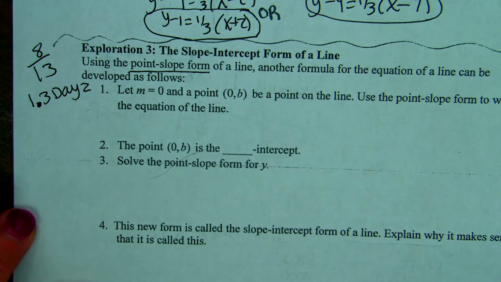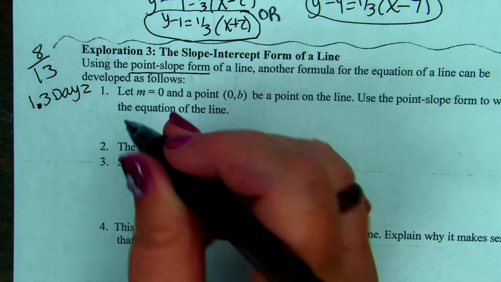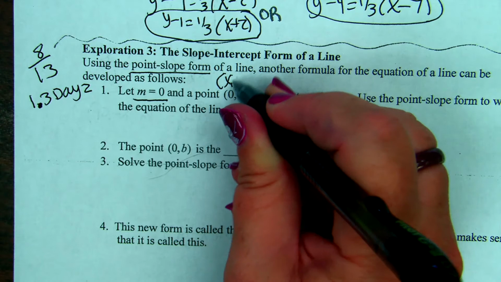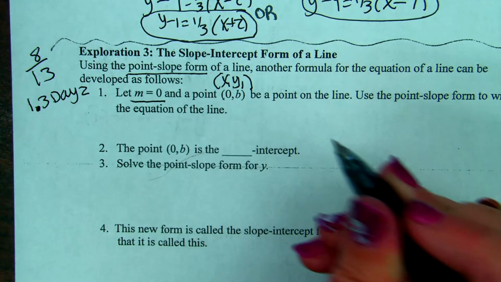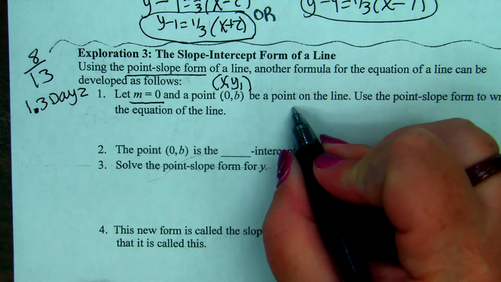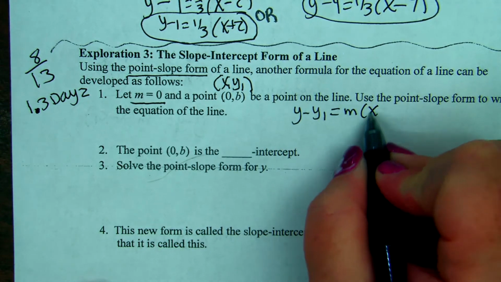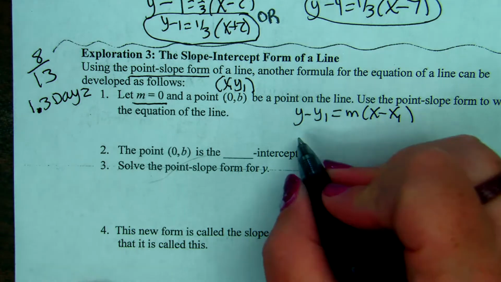Another formula of a line can be developed from that. If we let the slope equal m and we let the point x1, y1 be 0, b, then we use the point-slope formula: y minus y1 equals m times x minus x1. Make sure you memorize the different formulas. They're from Math 1.